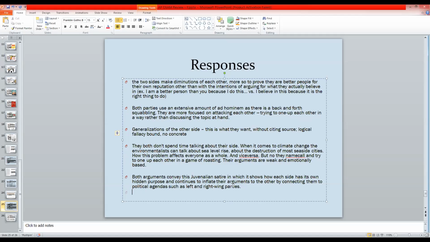RJ further adds, both arguments convey this Juvenalian satire in which it shows how each side has its own hidden purpose and continues to inflate their arguments to the other by connecting them to political agendas, such as left and right-wing parties. Sure, you can argue that this is Juvenalian satire because it sort of shows in an invective way these two different parties that are basically angry, aggressive, and politically driven.